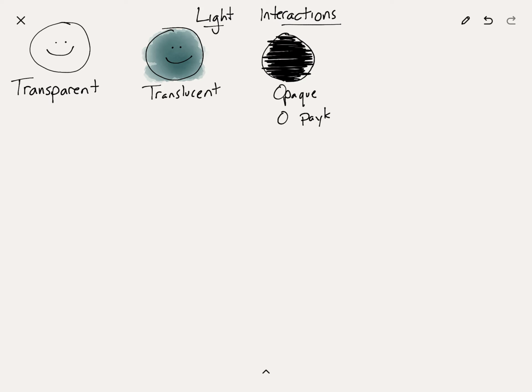Now we have 4 interactions of light. Okay, the first one we're going to talk about is scattering.